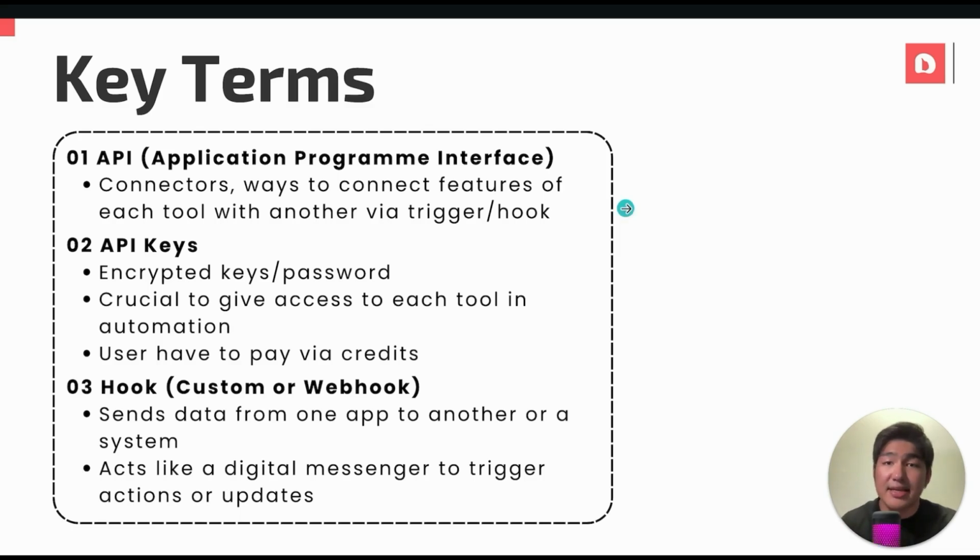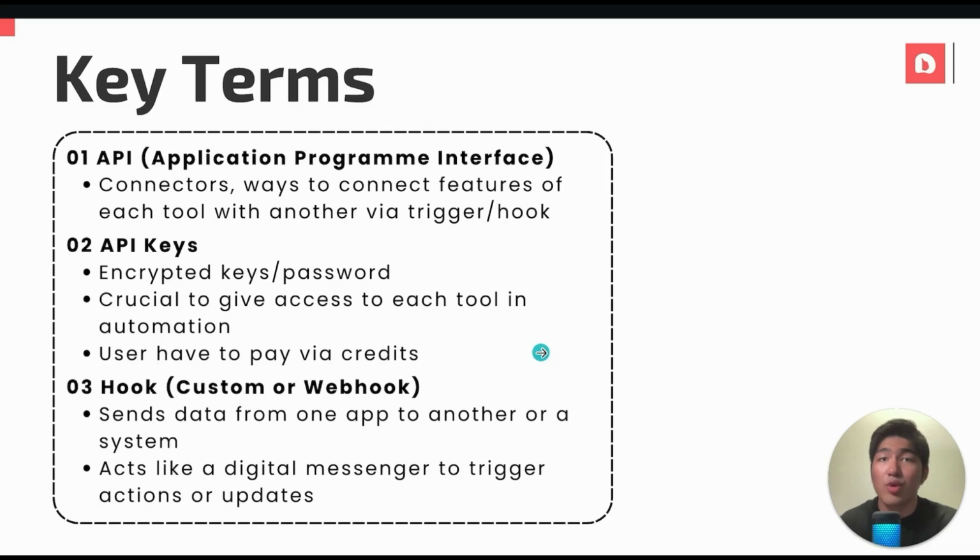Secondly is the API keys. This is sort of like a password access to your account. And this is crucial to give access to each tool in the automation, because if we are using the functions of other tools like ChatGPT and RSS, we do have to pay credits for each use case in our automation system.